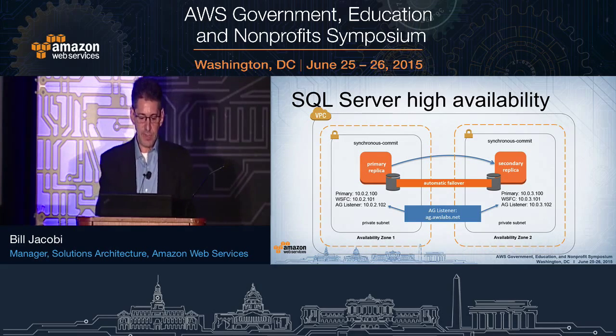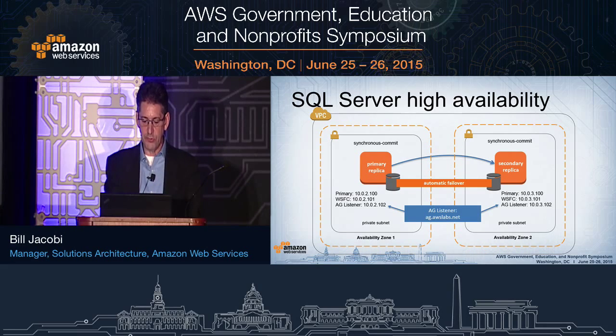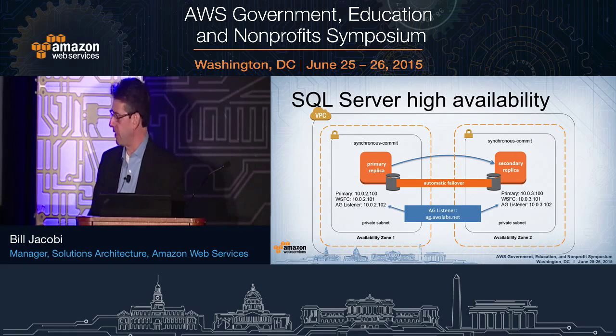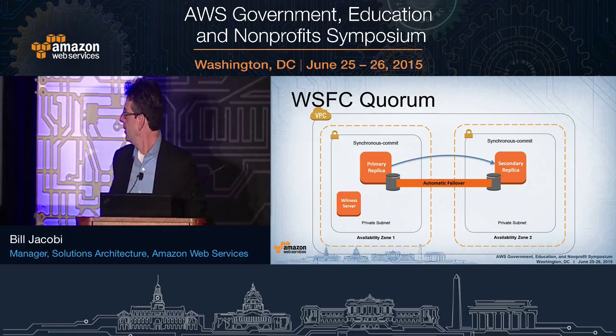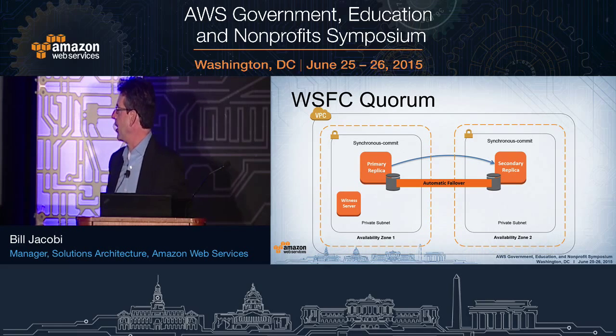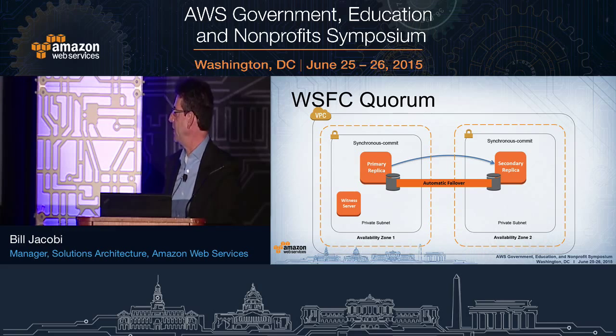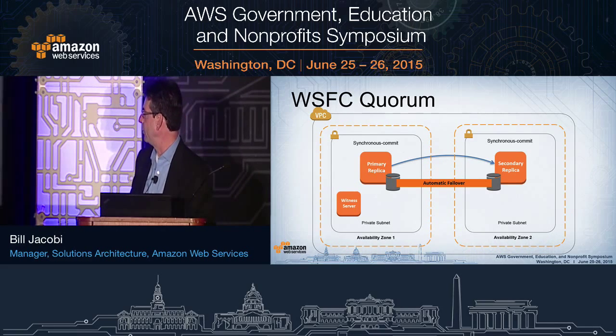However, if you lose all of an availability zone, you may want to put the witness server in a third availability zone. So let me show some slight examples of what I'm talking about here. In order to do automatic failover of an even number of SQL servers, we would need to have this third machine, the witness server.